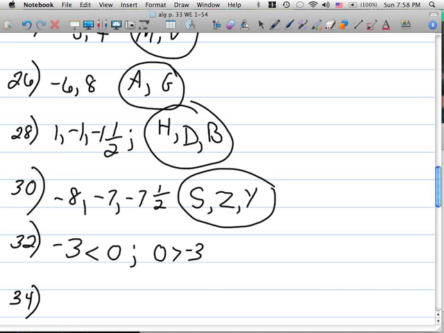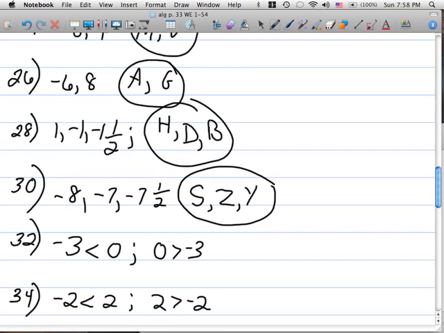On 34, they have a point at -2 and 2. So -2 lies to the left, so it's less than 2. Now we want the greater than sign. Since 2 is to the right of -2, 2 is greater than -2.